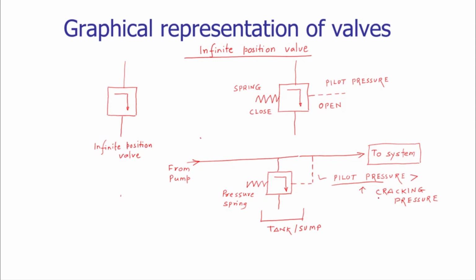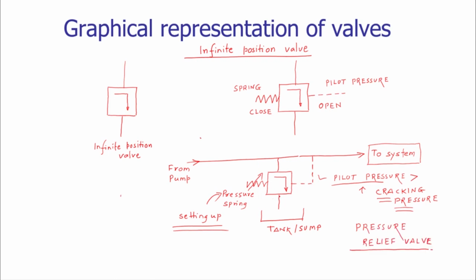So how to decide the cracking pressure? How to provide the cracking pressure? For that purpose, we have to use the screw. The screw based arrangement is utilized, and that has been shown by using an arrow which is put over the spring. The meaning of that arrow over the spring is that we are setting the pressure. We can set the pressure here by using the screw arrangement. So in this way, a simple infinite position valve is converted into a pressure relief valve.